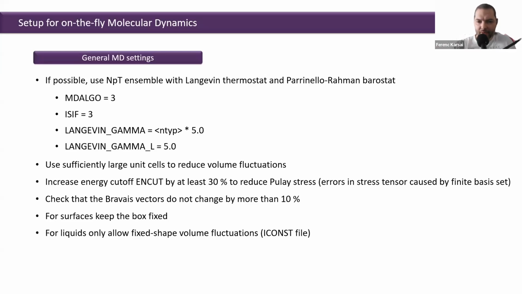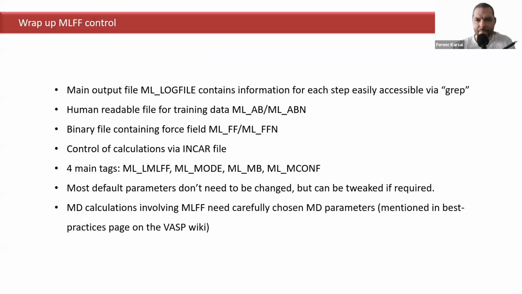Yeah, so that was everything I wanted to show about these parameters, and let's have a wrap up here. So the main output file is the ML_LOG file. It contains all the used parameters and the error information at each step. The information is easily accessible using grep on the command line. VASP uses one human-readable file for the training data, the ML_AB, or the output ML_ABN, and one binary file containing the force field, ML_FF and ML_FFN, but it has a human-readable header to have a look at the parameters.